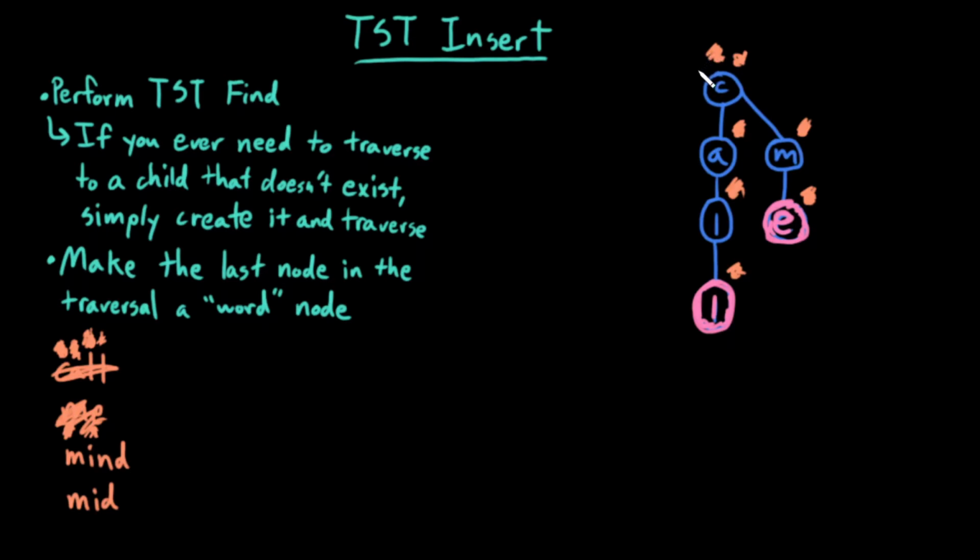Now for the word mind, I start at the root, start at the first letter. M is greater than C, so I traverse right. M equals M, so I go to the next letter and I traverse down. I is greater than E, so I need to traverse right, but no right child exists. So let me create one containing I, my current letter. So now I can traverse to the right child. I equals I. It's not the last letter in my word, so I need to traverse down.